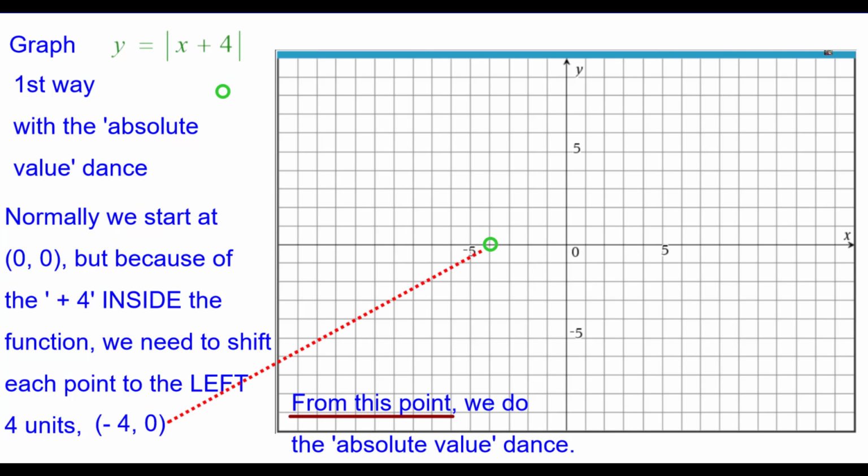From this point, we will do what we call the absolute value dance, which is right 1, up 1, because the absolute value of 1 is 1. Right 2, up 2, absolute value of 2 is 2. The absolute value of 3 is 3. And then on the other side, left 1, up 1, the absolute value of -1 is +1. Absolute value of -2 is 2. And the absolute value of -3 is 3.